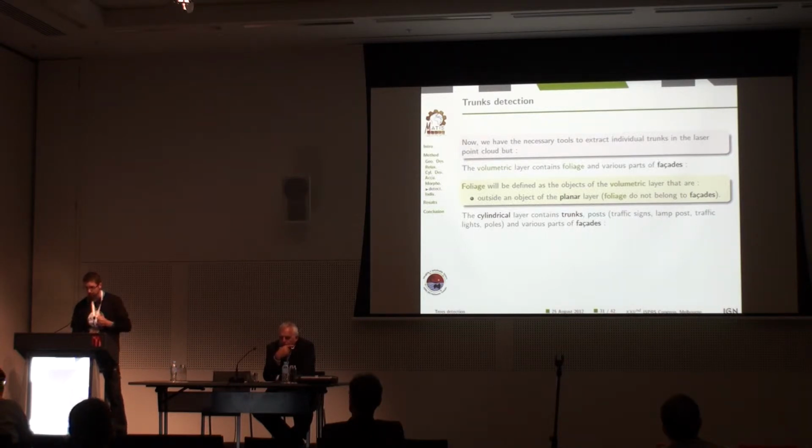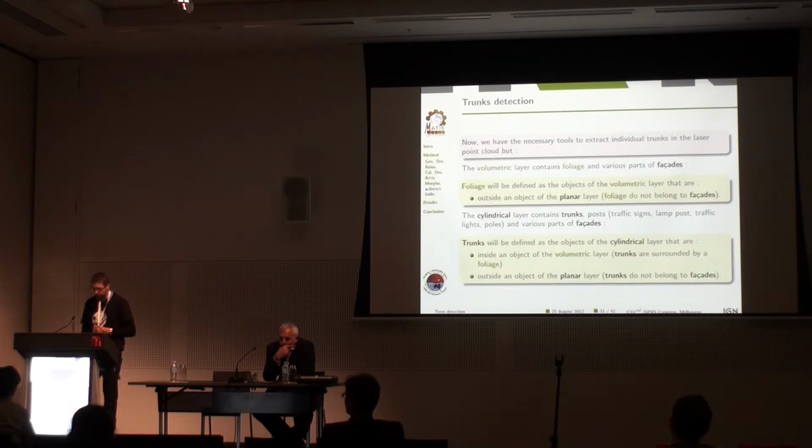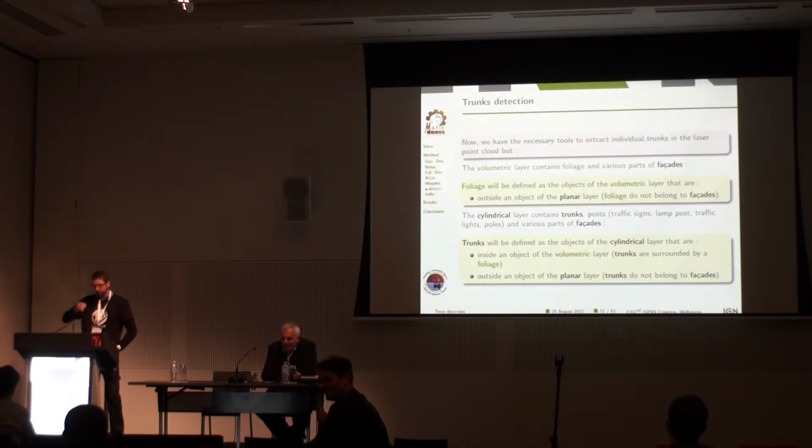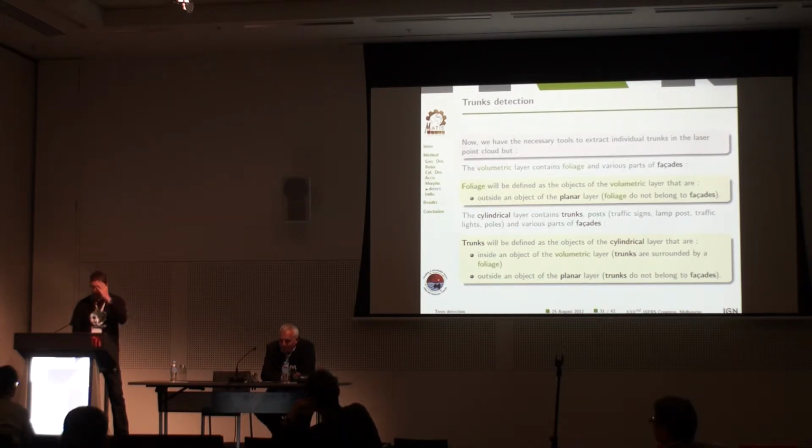And we also have the other problem that the cylindrical layer will contain both trunks and posts. So to solve this problem, we're going to only keep as trunks the vertical linear objects that are inside the foliage, saying that if you don't have foliage around your post, around your vertical structure, it's probably a post and not a tree.